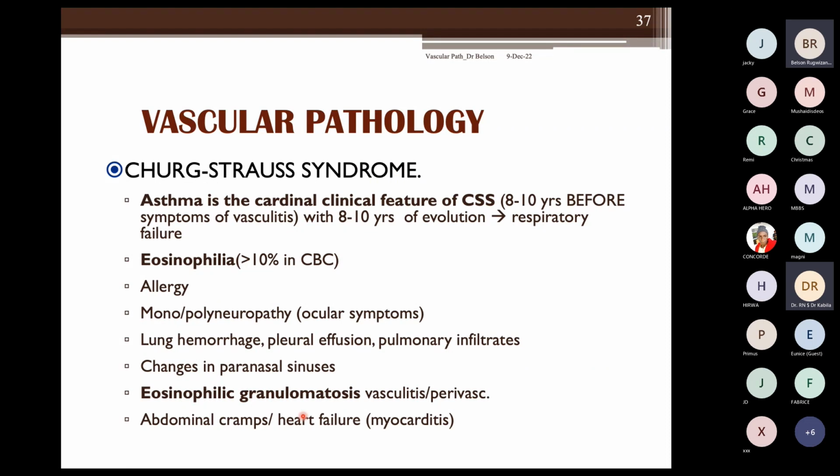So going to Churg-Strauss syndrome, this is a disease seen in people with allergy, especially asthma, and it is characterized by eosinophilia. You remember in general pathology, inflammation, that people who have allergy or parasitic infection have increased eosinophils. So eosinophilic granulomatosis, vasculitis, and perivasculitis. Having granulomas with eosinophils is one thing, but having them in the wall of the vessels is what makes one say the person has Churg-Strauss syndrome.